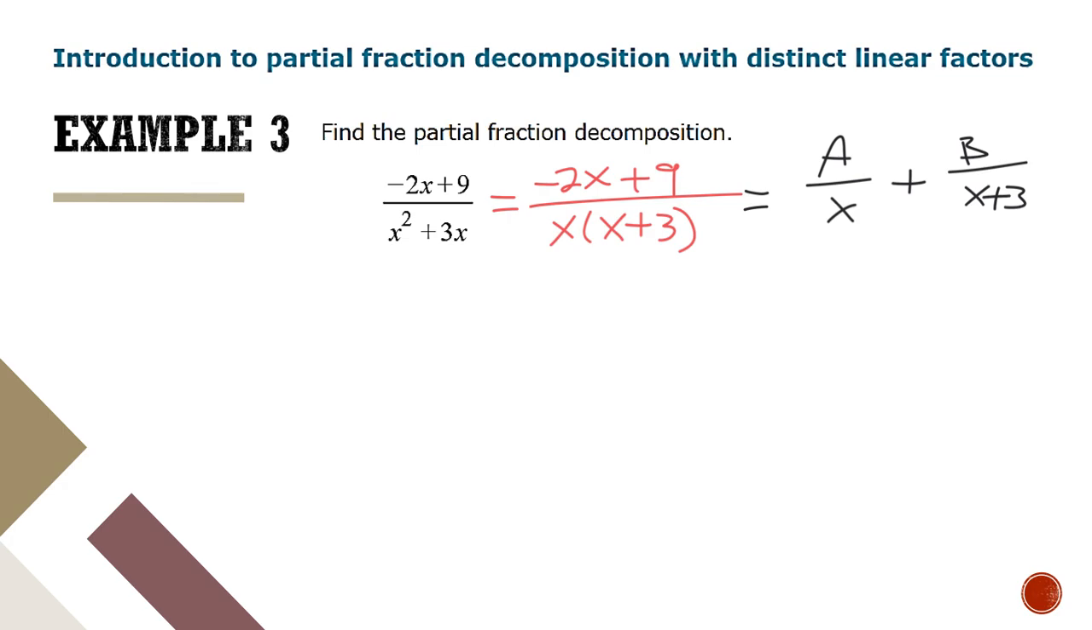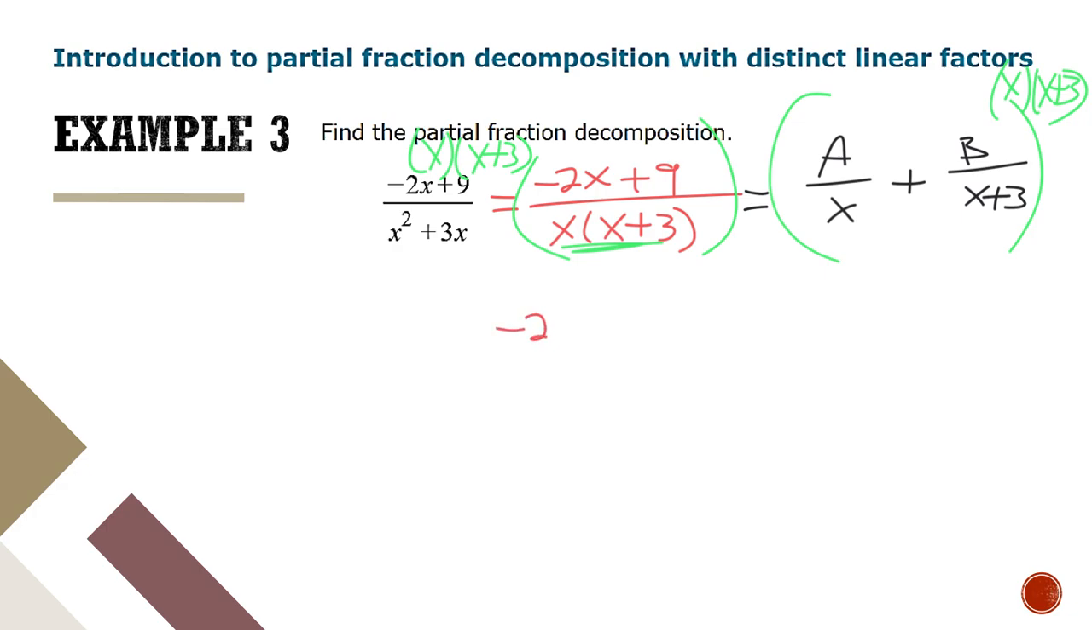So the idea is we have this. We're going to multiply both sides by x times x plus 3. And what you're left with is just that numerator of negative 2x plus 9 is equal to, again, x times x plus 3. The x's would cancel out or reduce to 1 in this one, and you have x plus 3 times a. So we have a times that x plus 3. And then this one over here times this, the x plus 3's go away, and you're just left with plus bx.